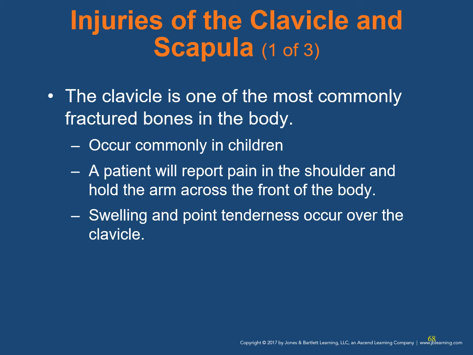Specific musculoskeletal injuries. Injuries to the clavicle and scapula. The clavicle, or collarbone, is one of the most commonly fractured bones in the body. Fractures of the clavicle commonly occur in children when they fall on an outstretched hand. A patient with a fracture of the clavicle will report pain in the shoulder and will usually hold the arm across the front of his or her body. Generally, swelling and point tenderness occur over the clavicle. Because the clavicle is subcutaneous, the skin will occasionally tent over the fracture fragment.